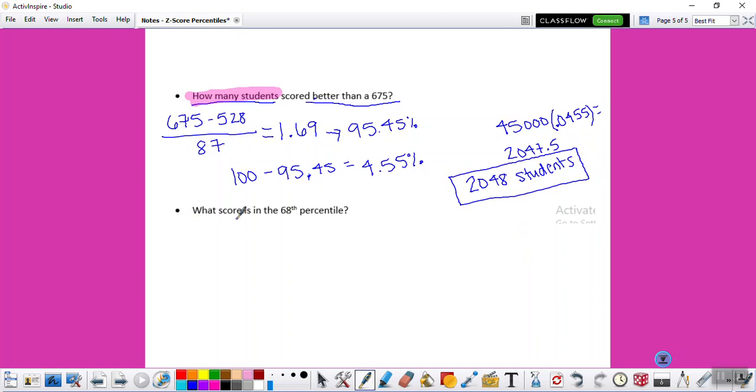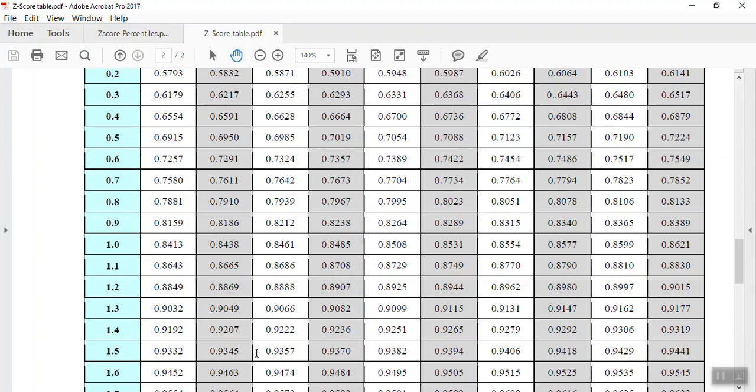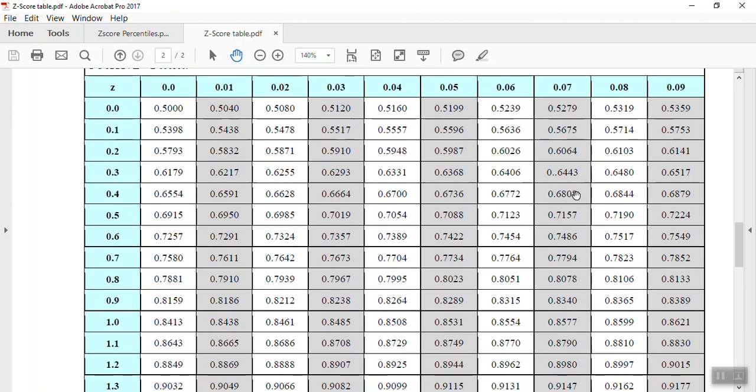What score is in the 68th percentile? So this is actually asking us to go backwards. So 68th percentile would be 0.68. So on my z-score table, I'm looking for somewhere inside the chart that it basically says 0.68. And I like this box right here. It's the closest thing to 0.68. And that has a z-score of 0.47.